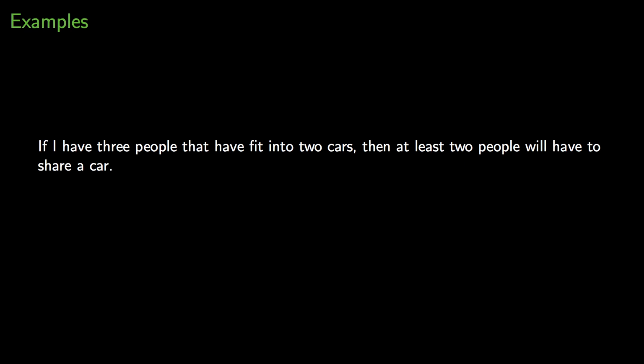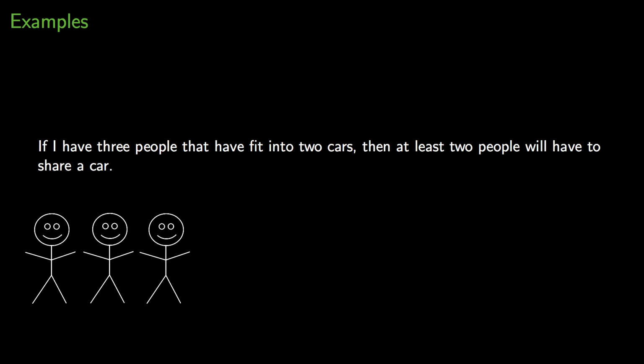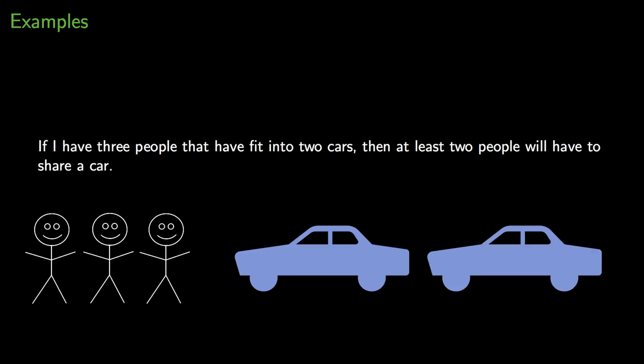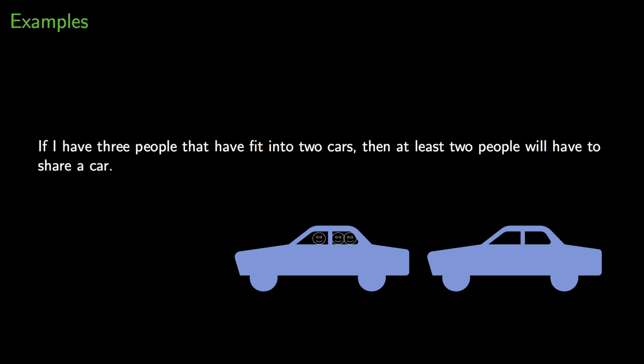Here's some basic examples. If you've got 3 people that are trying to go somewhere and they have to fit into 2 cars, then you know that at least 2 people have to share a car. Now, it could be that there's 3 people in one car and no one in the second car, or you could have 2 people in one car and 1 in the other. There are a lot of possible situations, but you know that one of those cars will have at least 2 people in it.